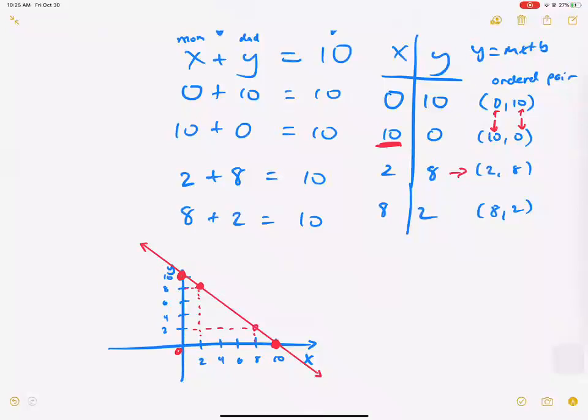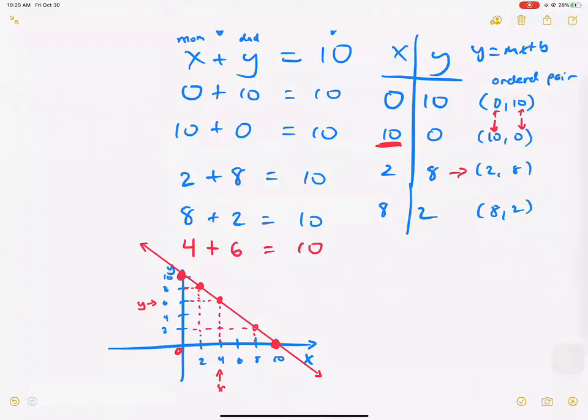8, 2? Yeah, 8, 2 is there. Well, let's pick a point on this graph and see if that's an answer to our equation. If I go up 4, does that look like 6 to you? Okay, if x is 4, is y going to be 6? Let's try this. If x is 4 and y is 6, does that still give us 10? It does. It does give us 10.